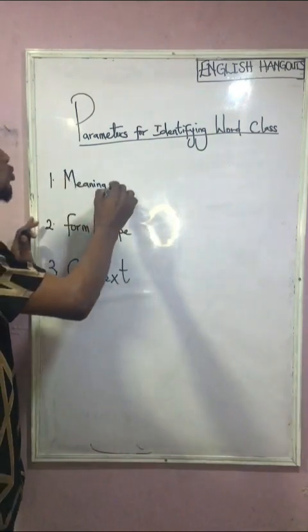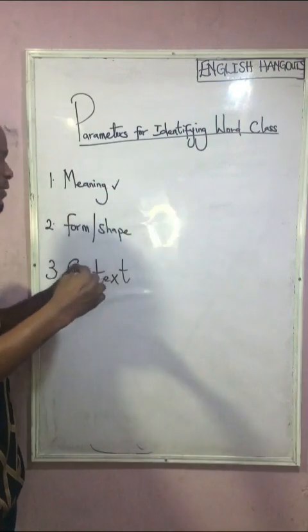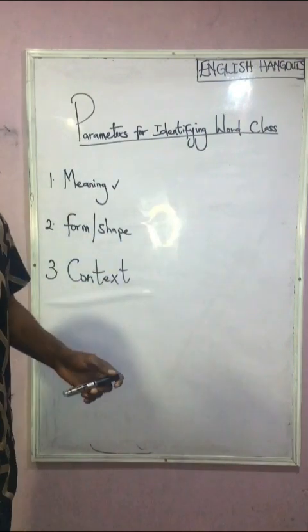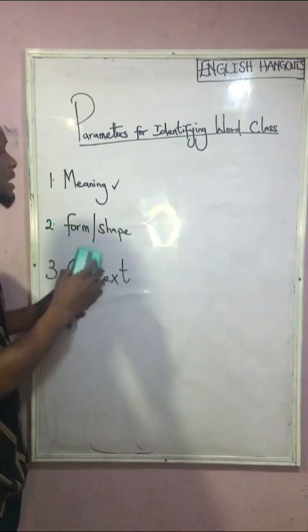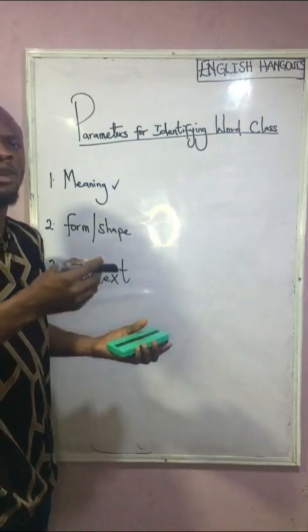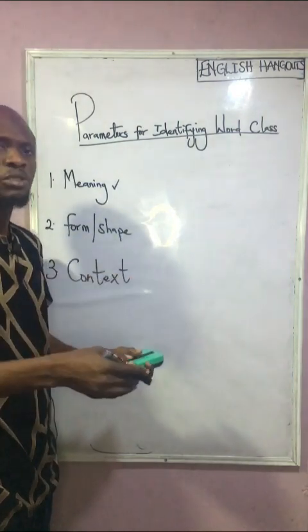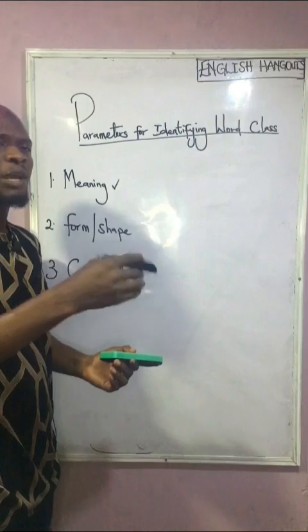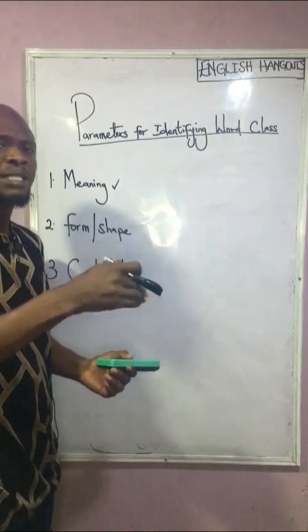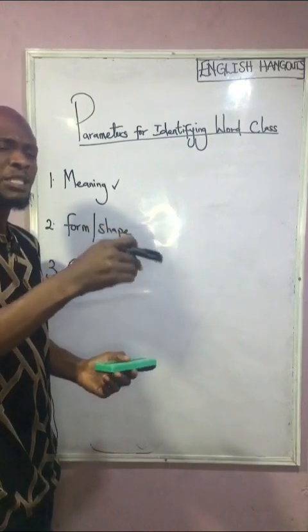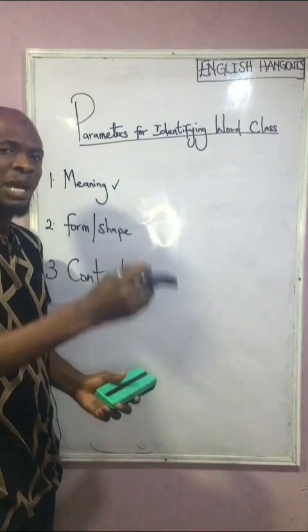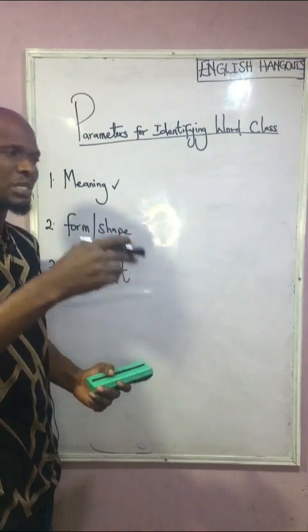How can we use meaning to identify word class? The meaning that a particular word conveys in an expression, in a sentence, will determine if that particular lexical item is a noun or is a verb or is an adjective.